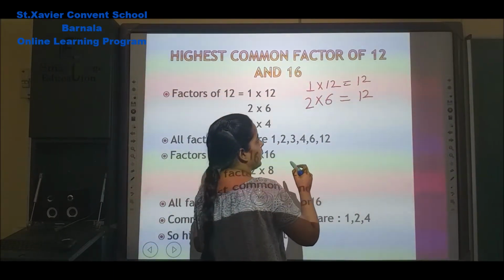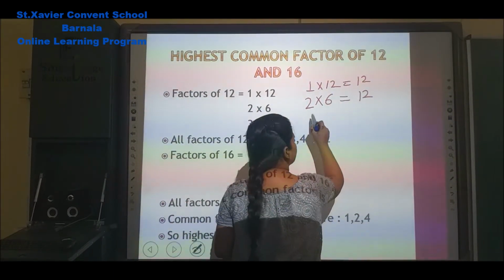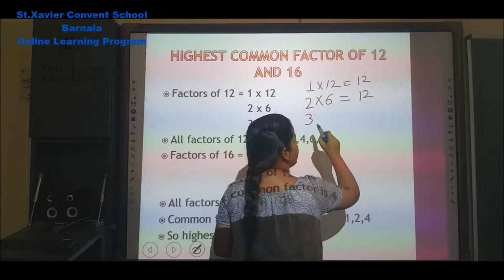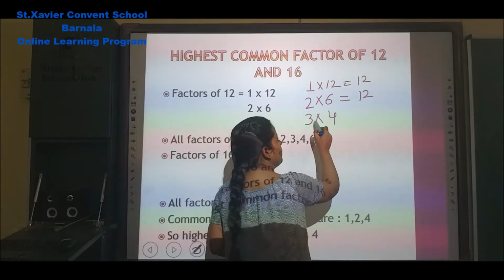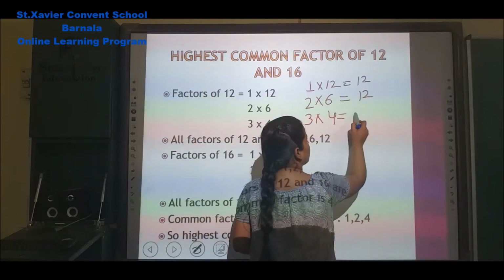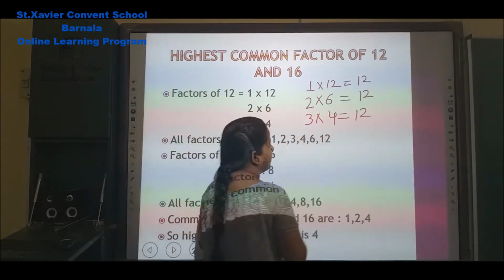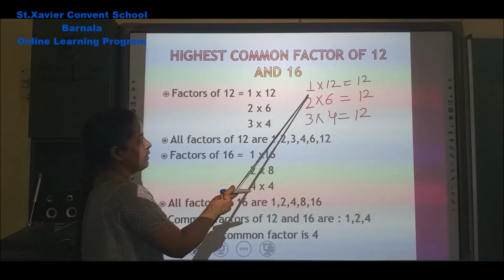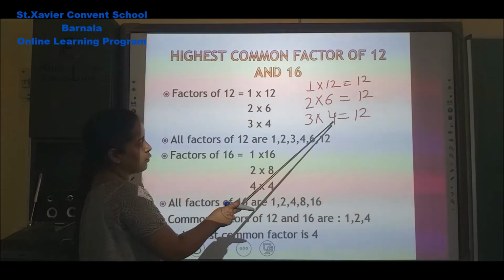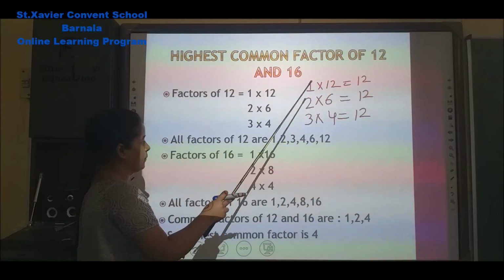Next, try to divide 12 by 3. When we divide 12 by 3, we get 4. So 3 multiplied by 4 is equal to 12. So these are the factors of 12: 1, 2, 3, 4, 6, 12.